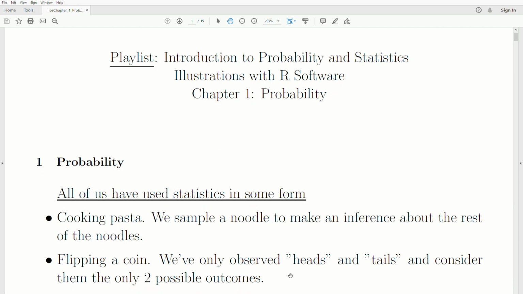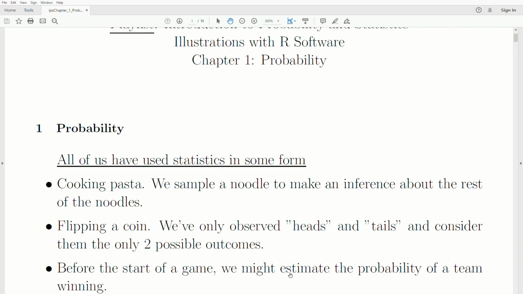Now, the next one is flipping a coin. Notice that we've only ever observed heads and tails, so we consider them the only two possibilities. But we've all taken a coin and stood it up on edge and balanced it on its edge. So why isn't there three possible outcomes when you're flipping a coin? Well, here we're using empirical results. We've only seen heads and tails, so we don't consider the possibility of it landing on edge. And so the probability of that event is so small that we ignore it. And when we ignore it, our results still represent in reality what happens.